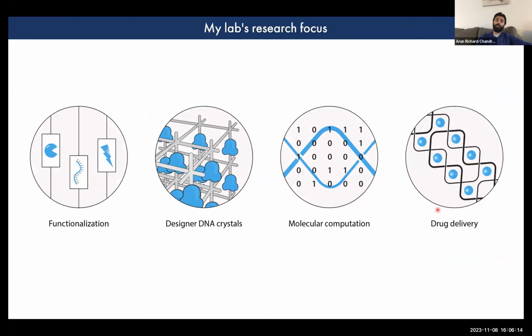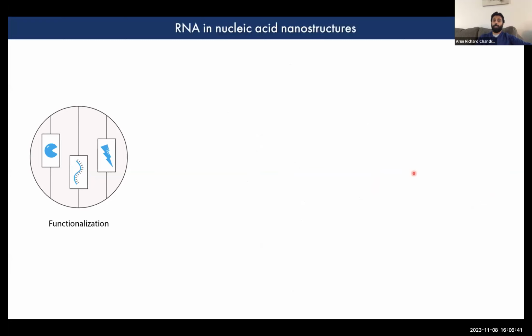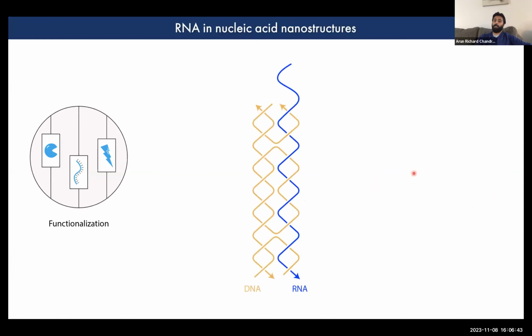In our lab, we focus on DNA nanotechnology, predominantly with DNA and some with RNA. And we mainly focus on functionalizing these nanostructures to make them better suited for different applications. We focus on designing DNA crystals that can act as scaffolds for other guest molecules. We use DNA structure encoded information for data storage, and we're also building DNA nanostructures for drug delivery applications. And today I'll focus on the functionalization part and on how we incorporate RNA into nucleic acid nanostructures.